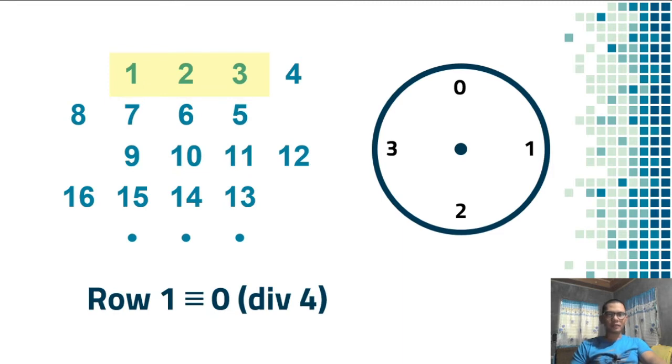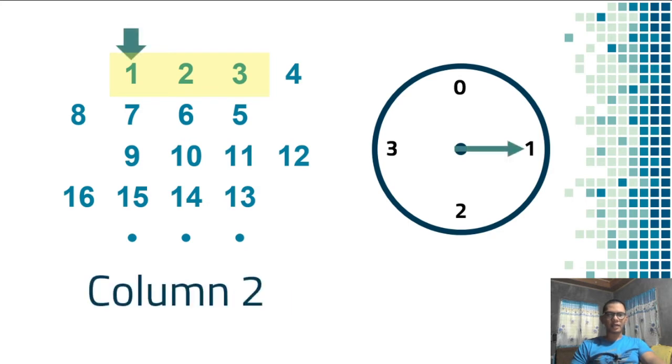Without looking at numbers on the edges, let's investigate each row. Row 1 is 0 div 4, meaning when we divide numbers 1, 2, and 3 by 4, we get 0 as a whole number quotient. Then the first entry, 1, has a remainder of 1 and is on column 2. The second entry, 2, has a remainder of 2 and is on column 3. The third entry, 3, has a remainder of 3 and is on column 4.